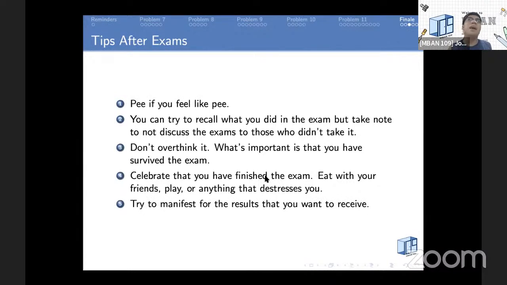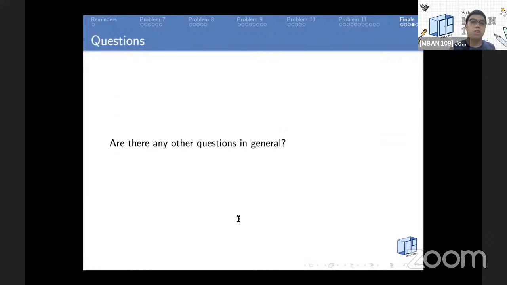So, bale, at this point, wala na tayong control dun sa exam since tapos na. So, what we can do is manifest na maging okay ang ating results. Hopefully, and eventually, magiging okay yan. So, I think this is the last. Are there any other questions in general?